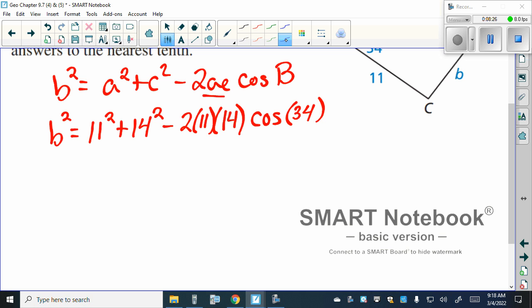So to get rid of the square with B squared, we square root it, which means we have to square root the other side. And it's good to do it in this way here, instead of calculating what 11 squared plus 14 squared minus 2 times 11 times 14 times cosine of 34 is, and seeing what that is and then taking the square root. It's a little bit better to do it all at once.